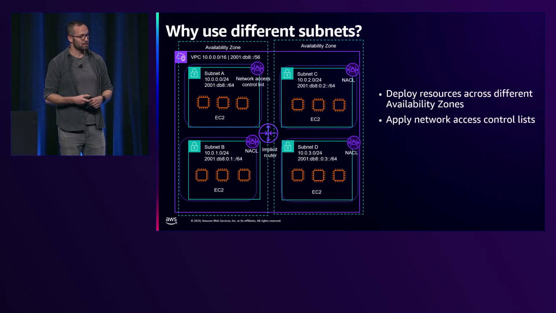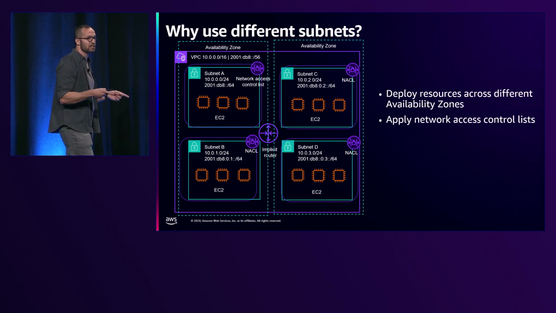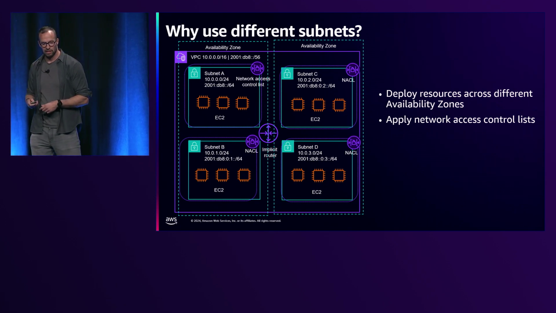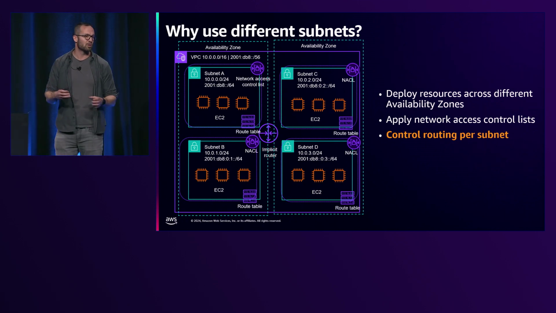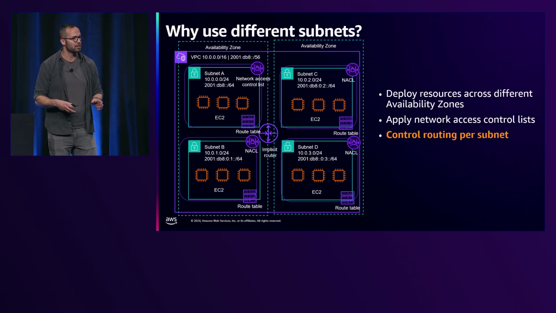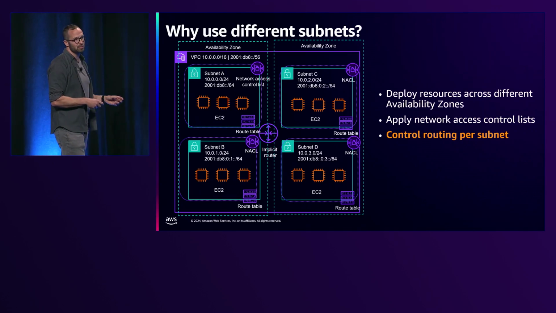The other benefit of subnets is you can create network access control lists, effectively ACLs, around each individual subnet and control traffic in and out of it. And then finally, the thing that we're going to spend most of the time on today is you can actually create additional route tables and control routing on a per subnet basis.